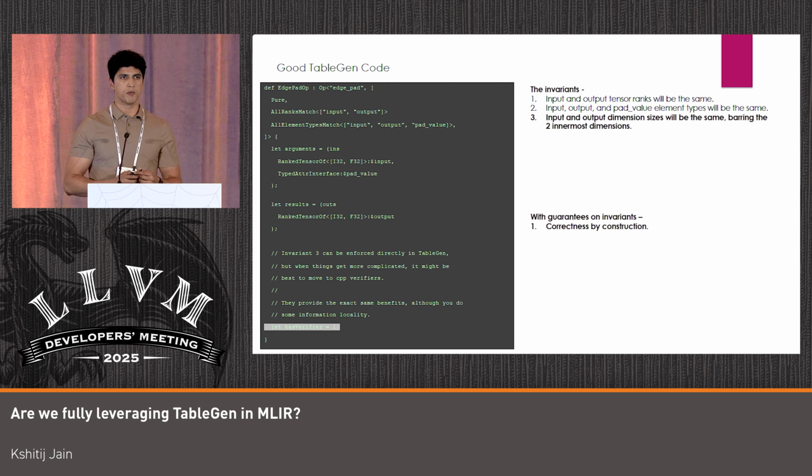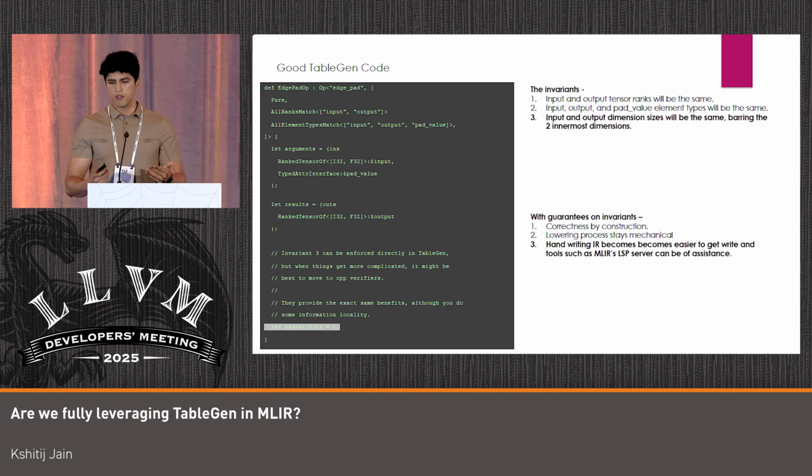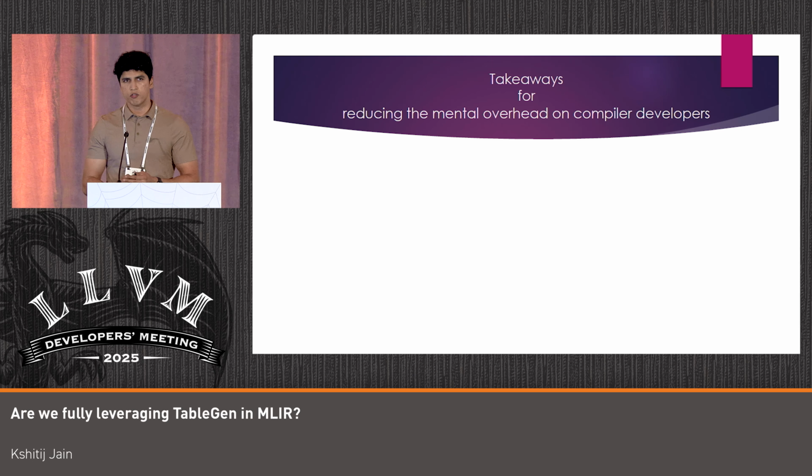All right, so with guarantees on those invariants, we get a few nice effects. One, we get correctness by construction. If we can obtain an instance of the op, we can rest assured that all its invariants are upheld. Two, the lowering process stays mechanical, because we've now reduced the number of possible invalid op states that we need to deal with. And three, handwriting IR becomes less error-prone, because we now get support from development tools such as the MLIR LSP server.